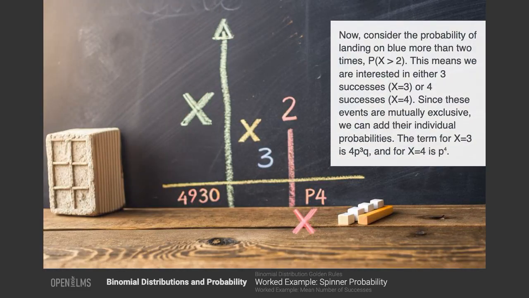Now, consider the probability of landing on blue more than 2 times, P(X > 2). This means we are interested in either 3 successes, x equals 3, or 4 successes, x equals 4. Since these events are mutually exclusive, we can add their individual probabilities. The term for x equals 3 is 4p³q, and for x equals 4 is p⁴.